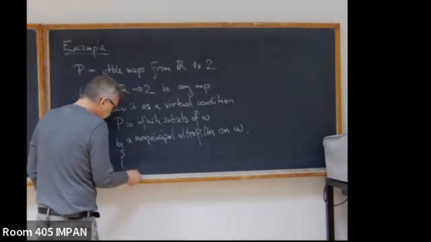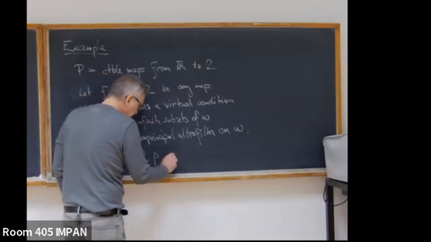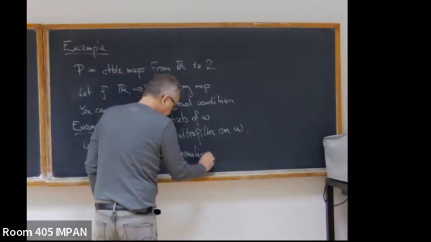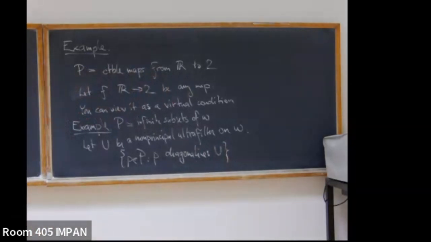conditions P, and say that P diagonalizes U. That means P is an infinite set such that every set in U contains P modulo finite. And you look at it, and of course, in V this is an empty set. But when you go to a generic extension, it's not an empty set anymore.